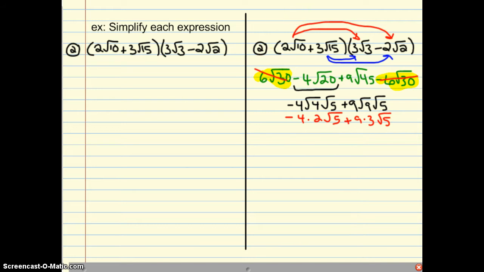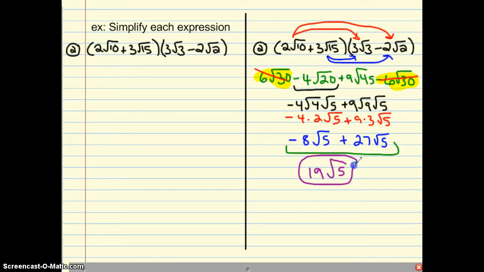And what are we coming up on here? Negative 8 root 5 plus 27 root 5. Ooh, those combine. How about that? Okay, so these are going to combine for a final simplified answer of 19 root 5. And that is our second simplified example.